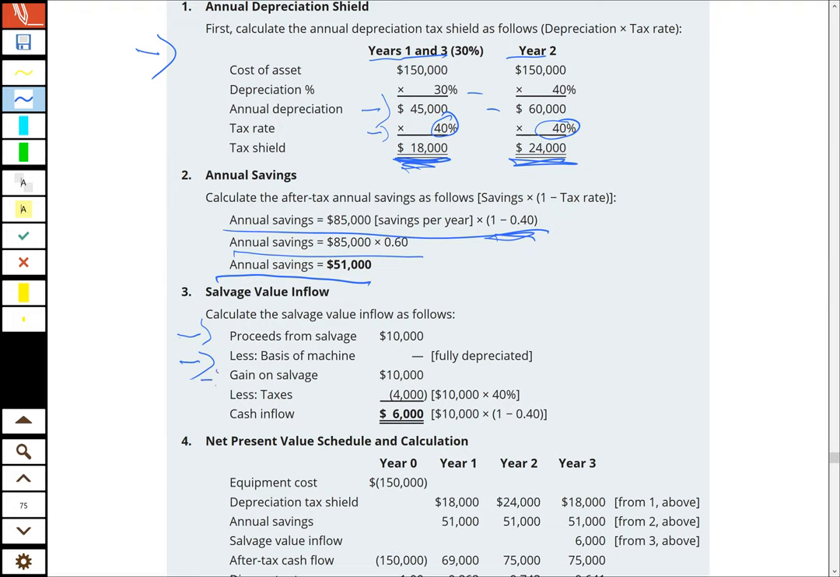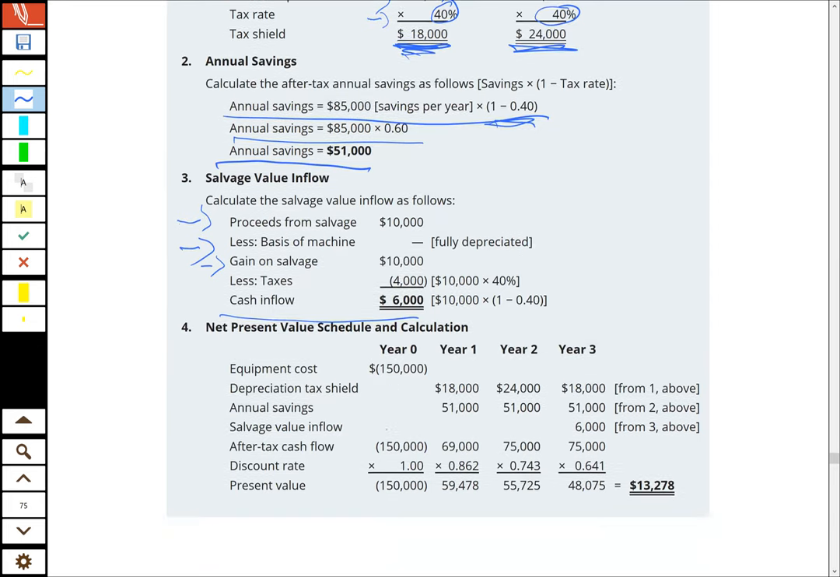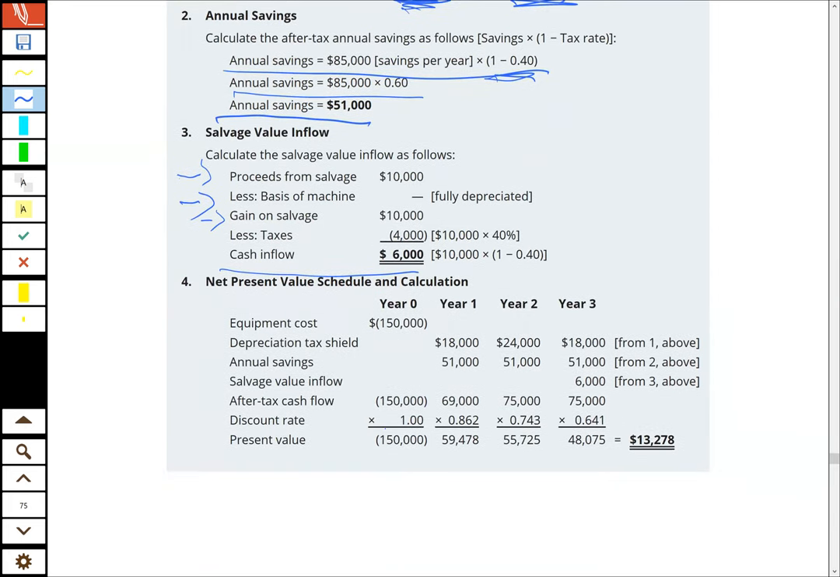So the gain on the sale: the book value is zero, so the gain on the sale is $10,000. But we have to pay tax on that, so there's a $6,000 after-tax cash flow that comes from the salvage value. And then we just have to turn that into present value. Notice we spend $150,000, and that goes out in year zero.